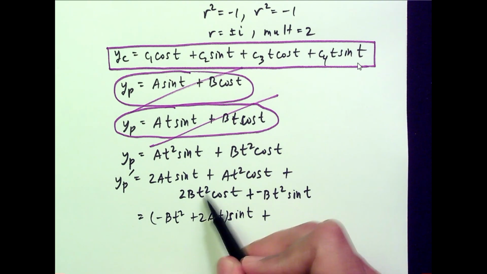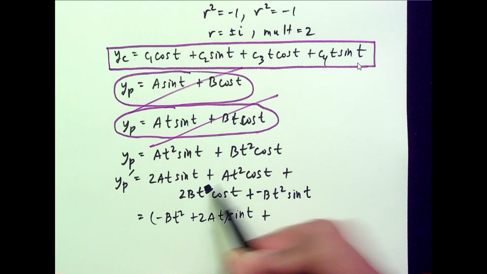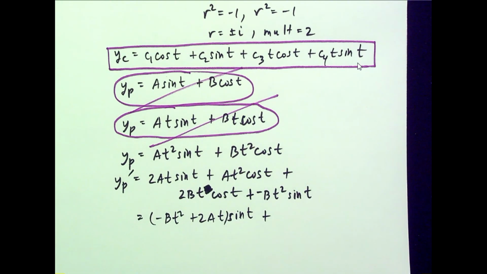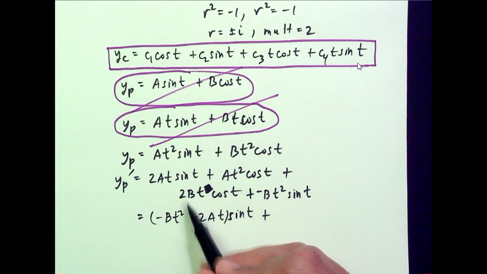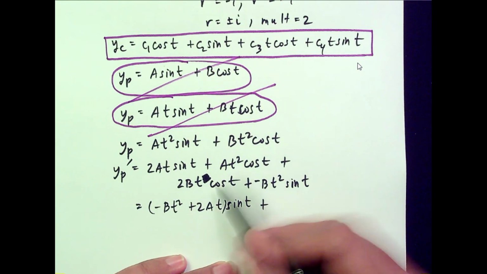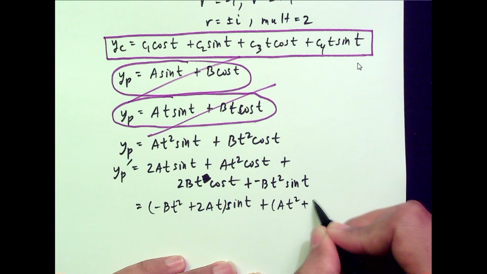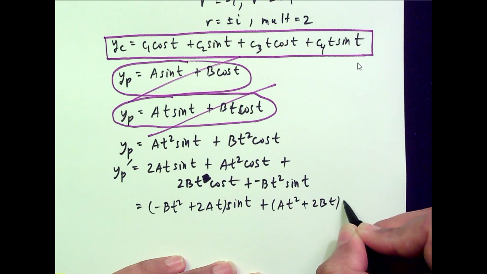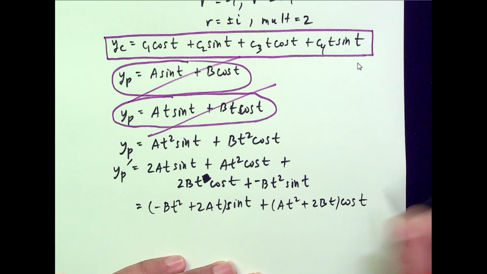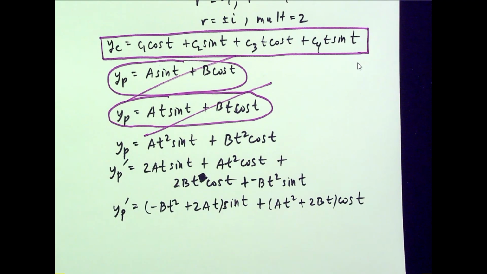Oh, sorry. That too should not be there. That was a mistake. My bad. It was the derivative of the first, so it was 2bt. Okay. And now combining the cosines, so this is a t squared plus 2bt cosine of t. Okay, and that is the first derivative.